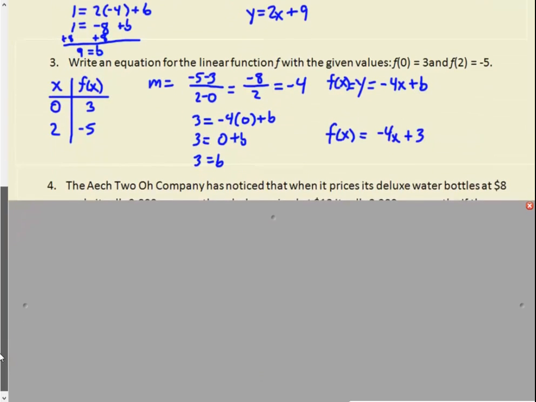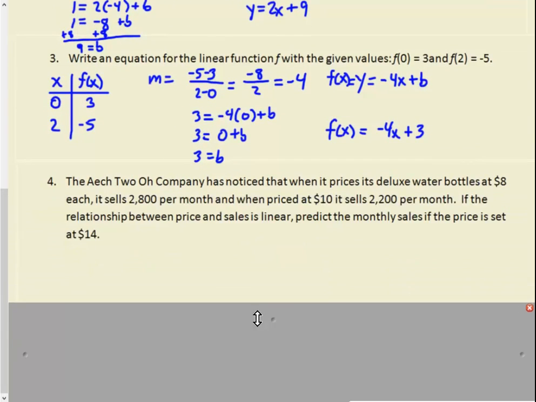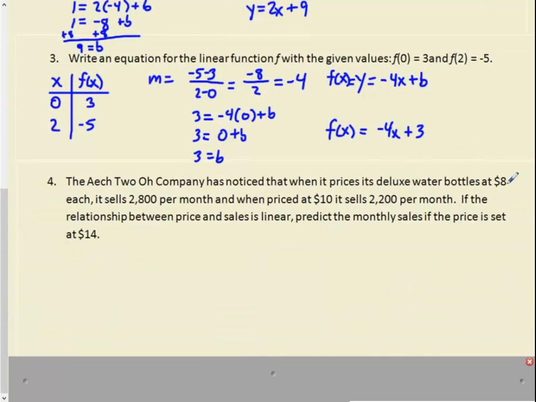Okay, number 4, the H2O company has noticed that when it prices its deluxe water bottles at $8 each, it sells $2,800 per month. And when they raise the price to $10 each, the sales go down to $2,200 per month. If, and this is a huge if, but if the relationship between price and sales is linear, predict the monthly sales if the price is set at $14. So if we want to look at, let's say, price and then the quantity sold.